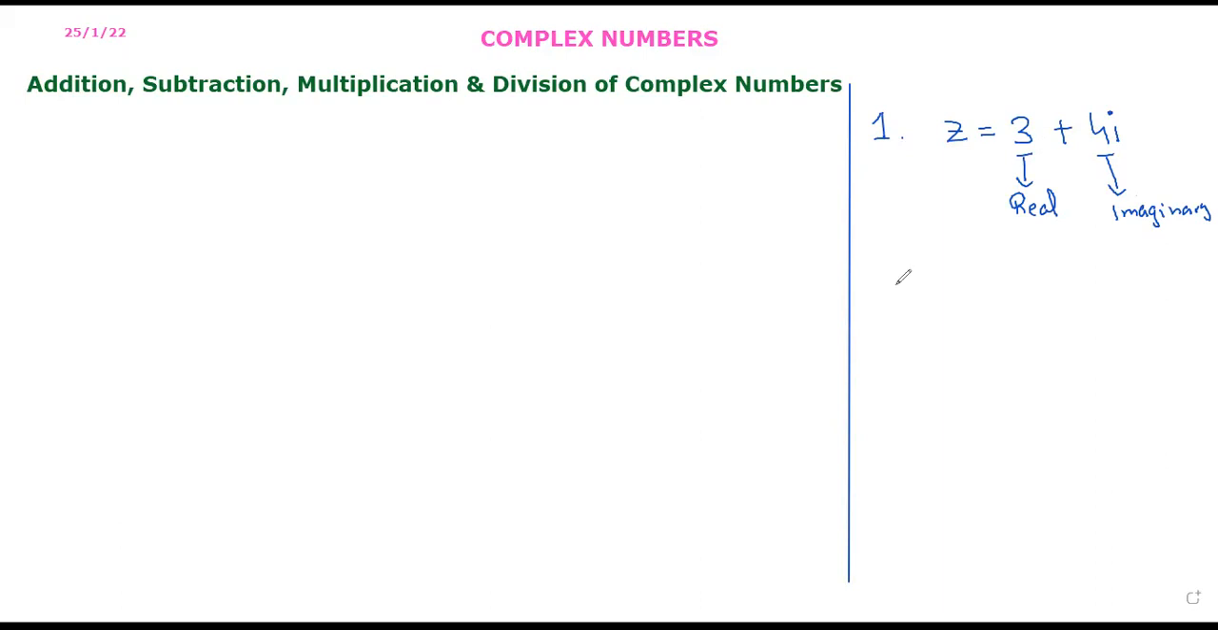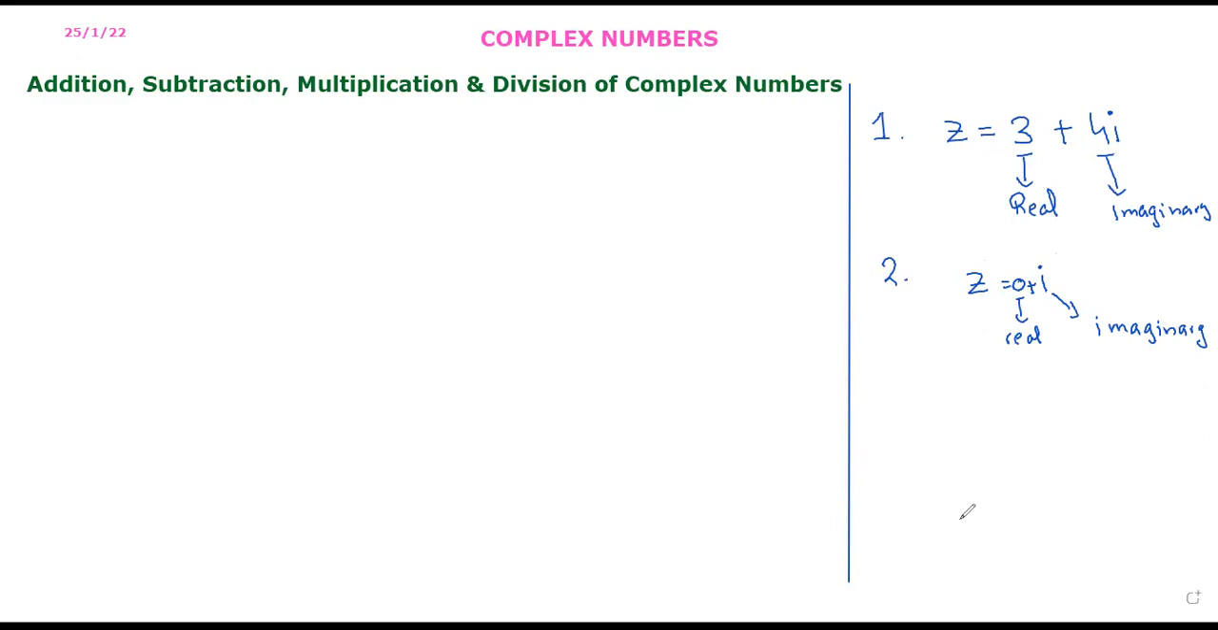For example, if we have z equals iota, this is also a complex number. Although it only has an imaginary part, we can still write it as 0 plus iota, because 0 would be the real part and this is the imaginary part, right? Any questions so far? Just like vectors, even if you have one component, you still call it a vector, right? So this is what we have in complex numbers.